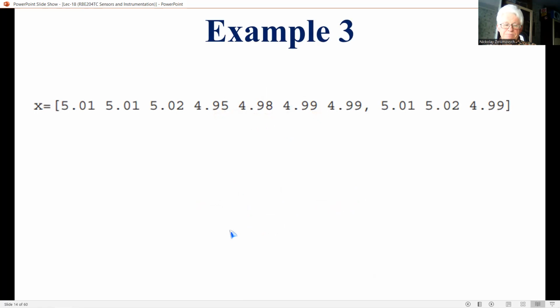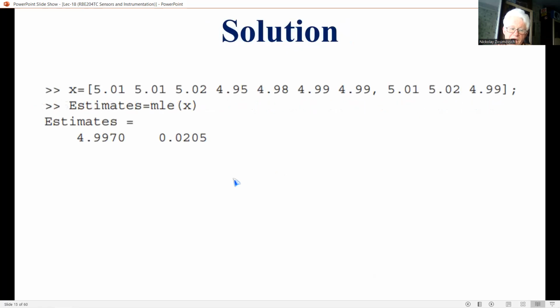Let's see another example, number 3. In this example, we will use MATLAB to determine the maximum likelihood estimate for the Gaussian probability density parameters corresponding to the data of the example, as presented on the slide here. And you have this data here. The MATLAB function mle generates the maximum likelihood estimates of the mean and the standard deviation of a normal or Gaussian distribution.